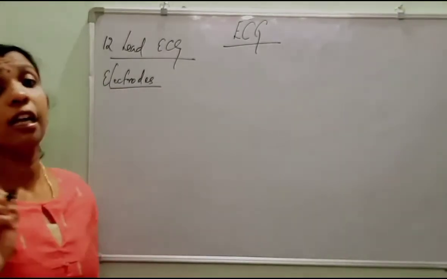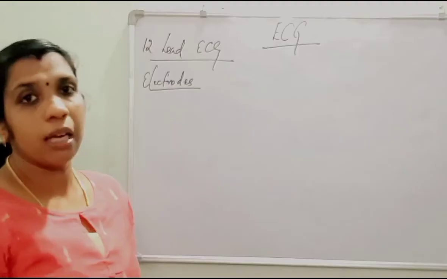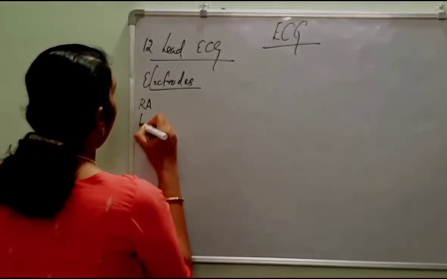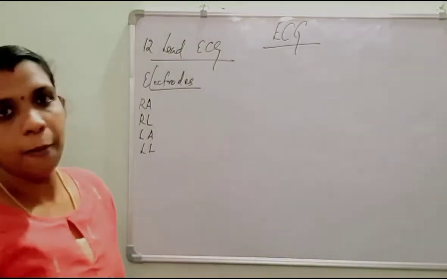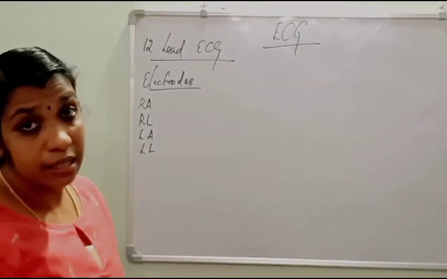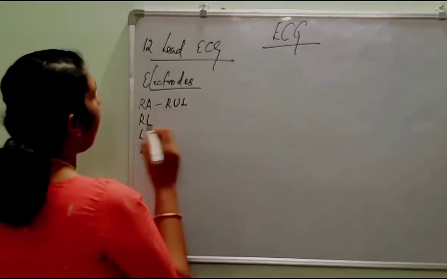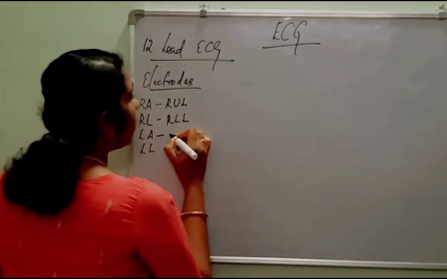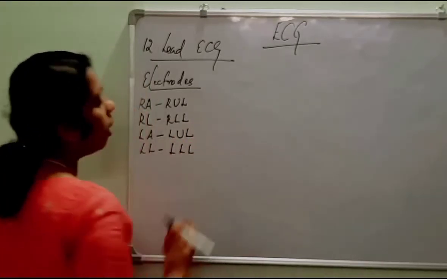There are 4 limb electrodes, and the limb electrodes can be identified by the marking on the electrodes. They are RA, RL, LA and LL. These are the 4 limb electrodes. RA is the electrode which is placed on the right upper limb. RL is the electrode which is placed on the right lower limb. LA is placed on the left upper limb, and LL is placed on the left lower limb.